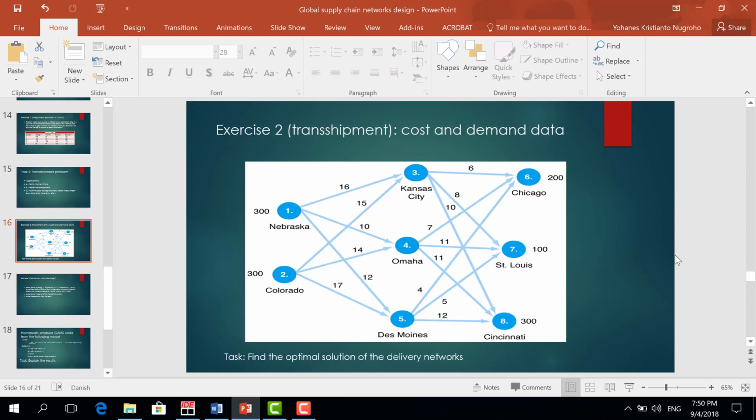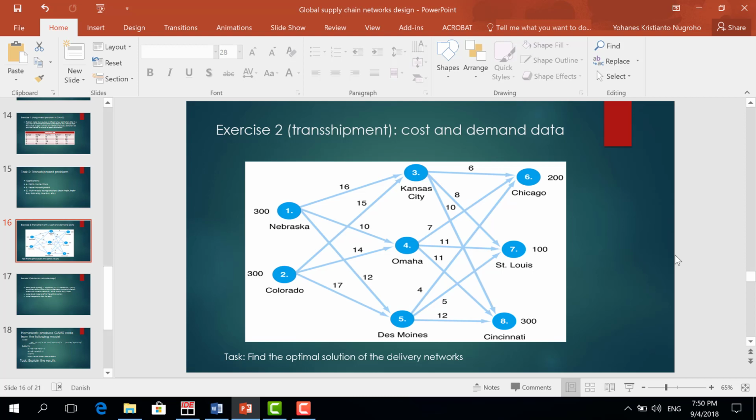In this exercise, we have an example of delivering products from two suppliers, Nebraska and Colorado. Each of these suppliers has a capacity of 300 units per day. And in order to deliver to the final destinations in Chicago, St. Louis, and Cincinnati, they have to travel through transit points. Here we have three transit points: Kansas, Omaha, and Des Moines.